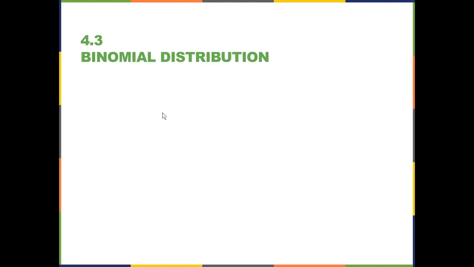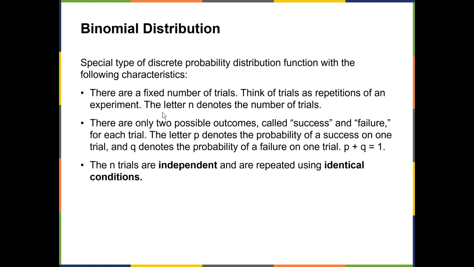Very exciting day. All right, let's go ahead and get started talking about the binomial distribution. So the binomial distribution is just a special type, a very commonly used type of a discrete probability distribution function. What we learned about in 4.1 and 4.2 is all going to apply to the binomial distribution. This is just a special one that we use a lot.